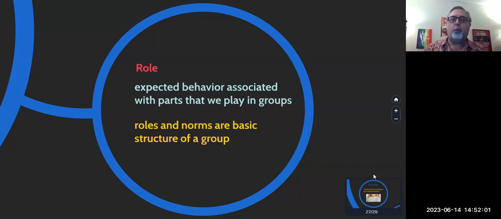And we all know what role we are playing within a group. Hopefully, like this week, you're putting your groups together. Hopefully by the end of the week, you'll have a feel for who's doing what roles within the group. It's just a basic component. It's how things get done.